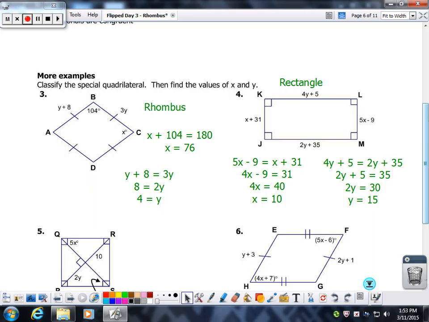Then for y, 4y plus 5 is equal to 2y plus 35. Subtract 2y from both sides, you get 2y plus 5 equals 35. Subtract 5 from both sides, 2y equals 30. And finally divide by 2 to get y equals 15.